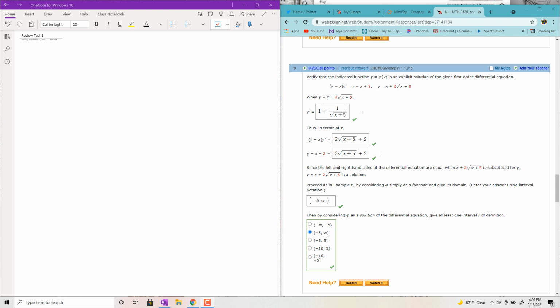Hey, welcome back. This is a review for the first test in differential equations. I'll be making questions similar to the questions from your homework. In particular, problems like 6 to 12 in 1.1. These are the WebAssign numbers, not the actual numbers from the book. Then 1.2, questions 1 to 6, and then 8 to 13.